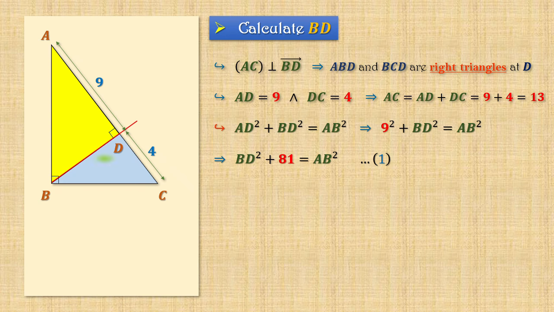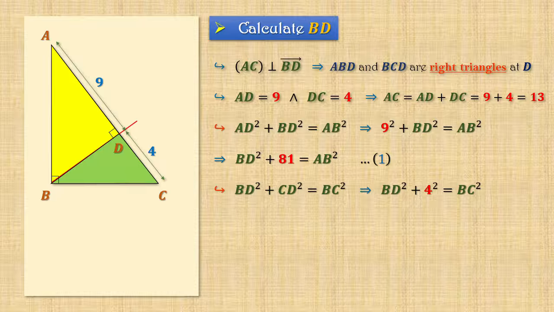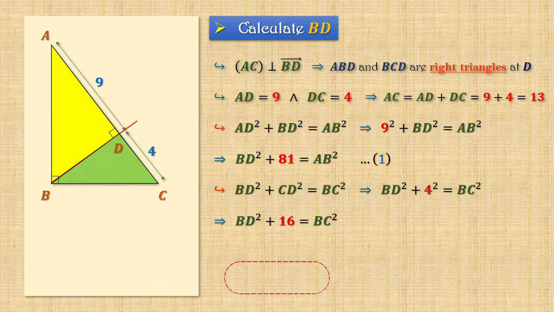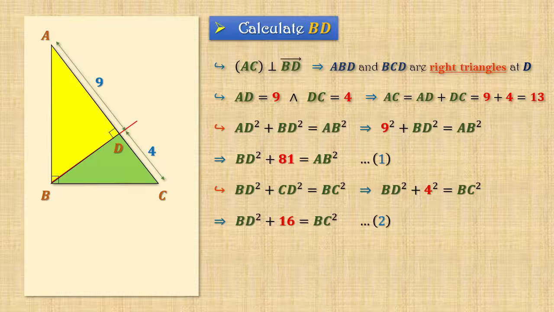Now if we consider the right triangle BCD which is right angled at the vertex D, then we can deduce, once again, according to the Pythagorean theorem, that the square of BD plus the square of CD is equal to the square of the hypotenuse BC. And since the length CD is equal to 4, then we would have the equality BD squared plus 4 squared equal to BC squared. Therefore, BD squared plus 16 is equal to BC squared. We will note this as equality number 2, and keep it in mind.